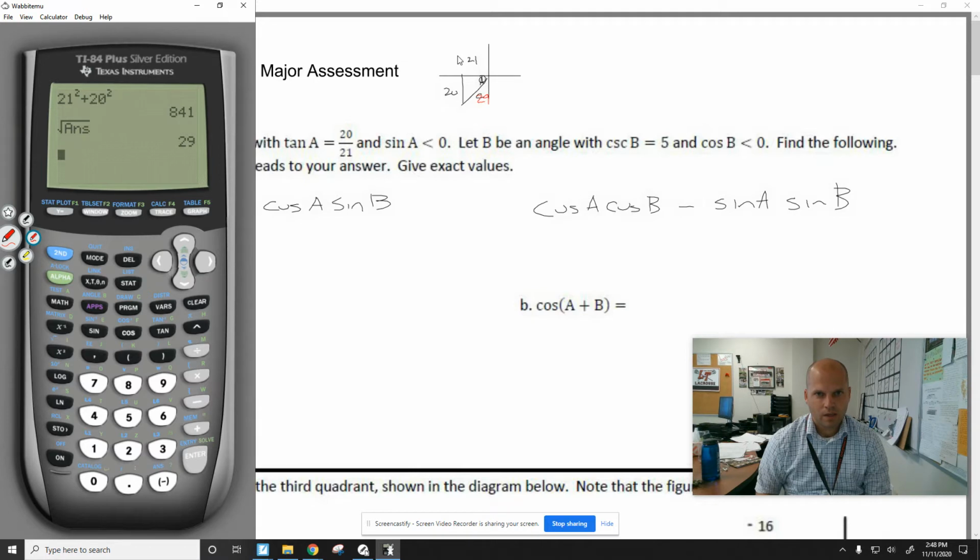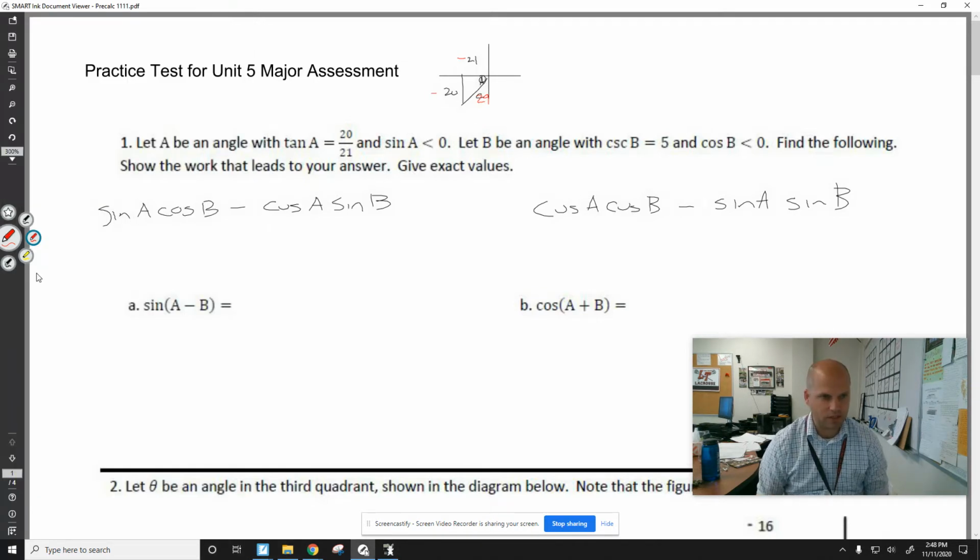Now, I'm in the third quadrant, so I'm going left and down. So I put those as negatives. From there, we can find the sine and the cosine and the tangent of my angle A. For B, cosecant is 5. Cosecant is the reciprocal of sine. So that means sine B would be 1 over 5. Cosine's negative, sine's positive. Second quadrant.